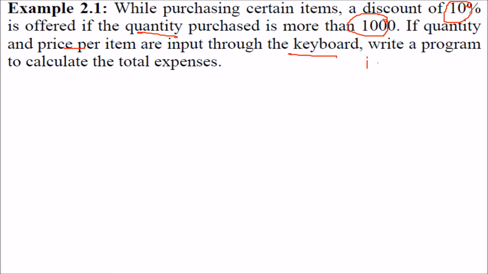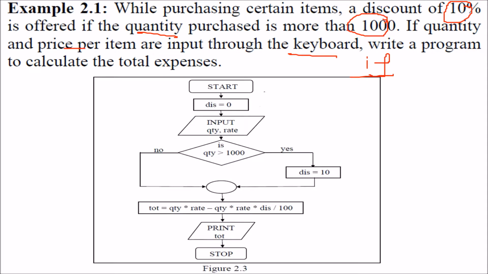Now let us see how this if decision control can be employed. First of all, we say DIS equal to 0. This is very important. Why are we saying discount equal to 0? Because if the number of items being purchased is less than 1000, then we have to put this equal to 0 because there will be no discount. Otherwise, if the quantity happens to be more than 1000, you have to give a discount. So what do you have to do?